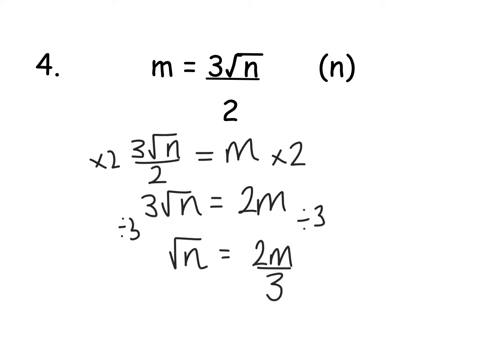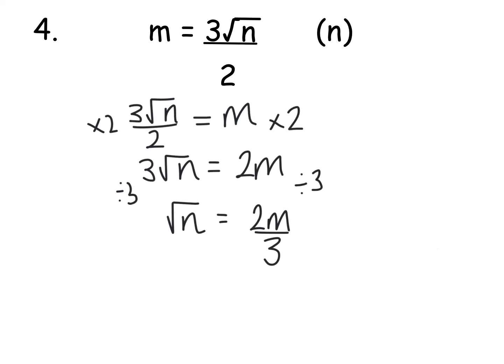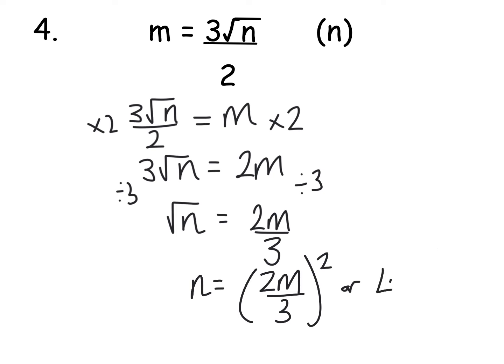Remember, the opposite of square rooting is squaring, but because we've got a fraction, we need to make sure that the squared covers everything. So we put a big old bracket around it and a squared sign, okay? Now, another possible option for this one is you could square everything and say, right, well, 2 squared is 4, m squared is m squared, and 3 squared is 9. That would be acceptable as well.